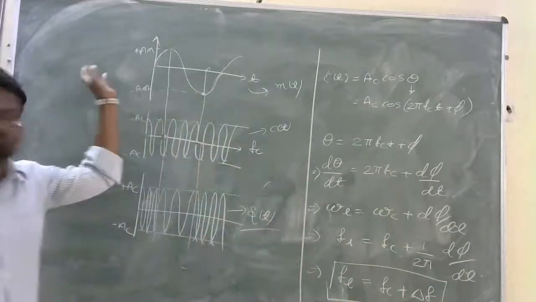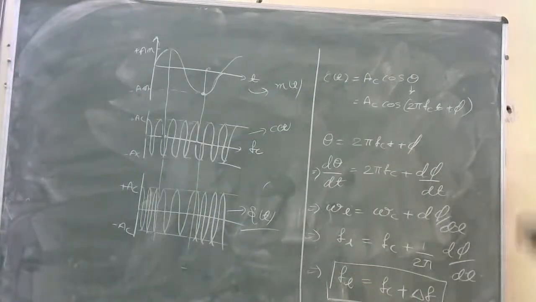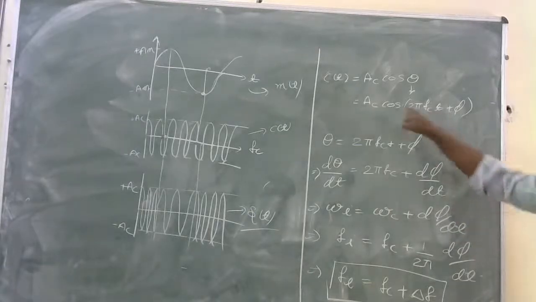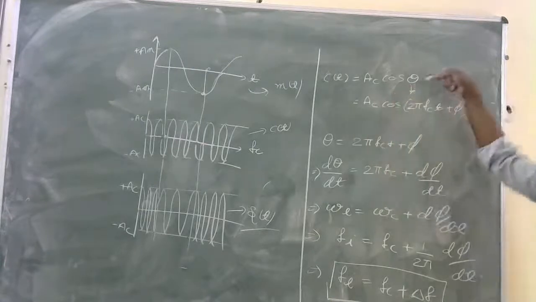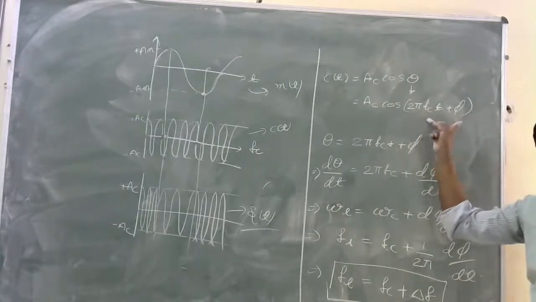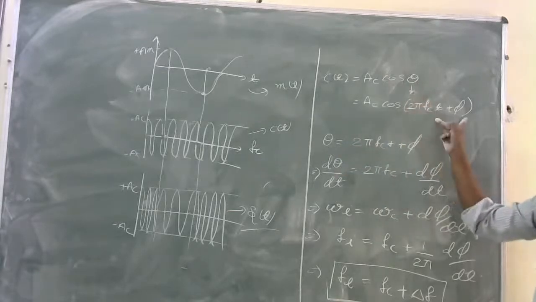Okay, now note down the mathematical expression to calculate the frequency deviation. First, look here. This one is the expression of the carrier signal in terms of angles. We are representing the angle in terms of frequency and phase.